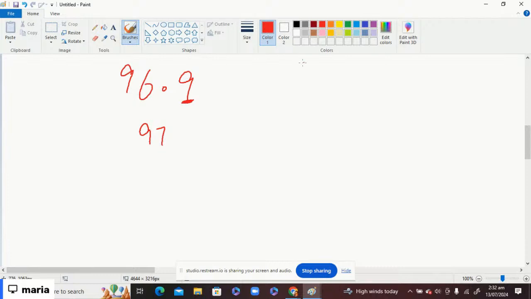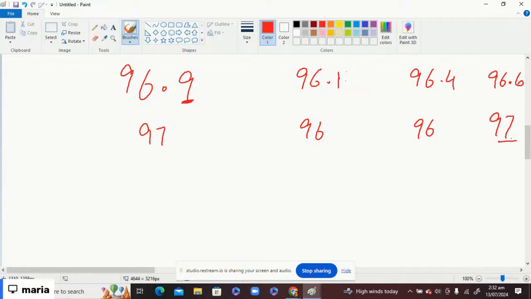But if it is 96.1, or 96.4, or 96.6, what are the answers for these? The answer is the same for the first one. Why? Because this is 1 and 1 is less than 5. Here, after the point it's 4. This is also less than 5. Here is 96.6. This is greater than 5, so this can be changed into 97. Understand?